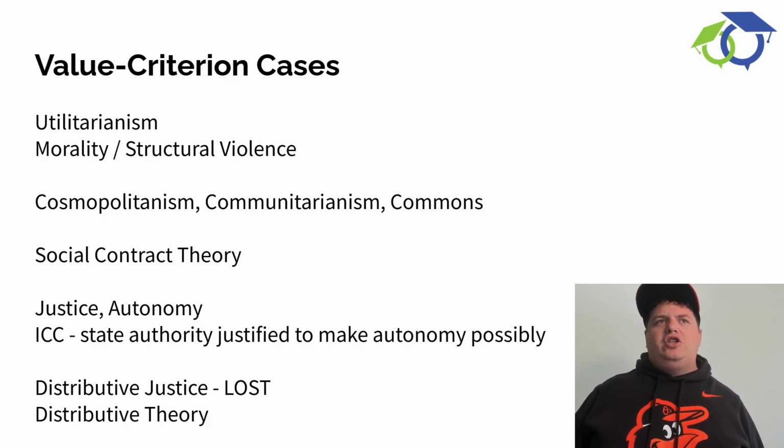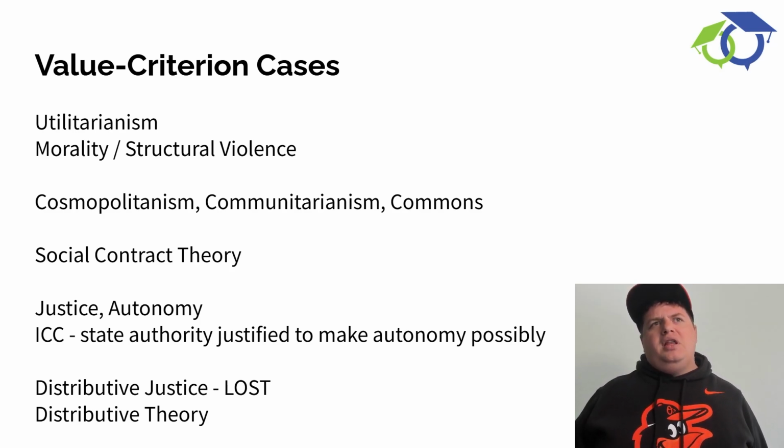I also think along some similar guidelines that you will have some value criterion cases that talk about autonomy and justice, and specifically in terms of the ICC, we might see this more, whether it be a genocide framework, which I'm going to talk about in a second, but just that this authority of the ICC is justified because it makes autonomy of specific individuals possible that is not possible without this international court enforcing things.